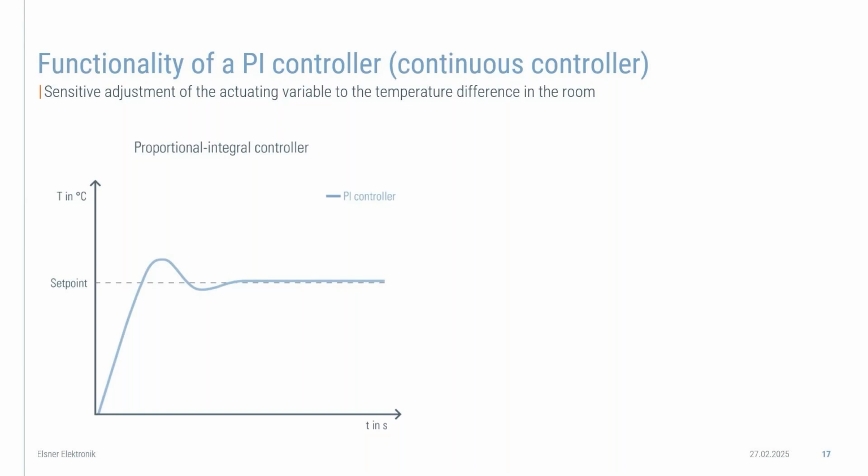In the example above, I have graphically illustrated the function of the PI controller and the continuous controller in the light blue line. So after the controller is switched on, the temperature initially oscillates around the set point and then moves closer and closer to the desired set point as it progresses. Our room controllers, which we will get to know later, all have the integrated PI control.